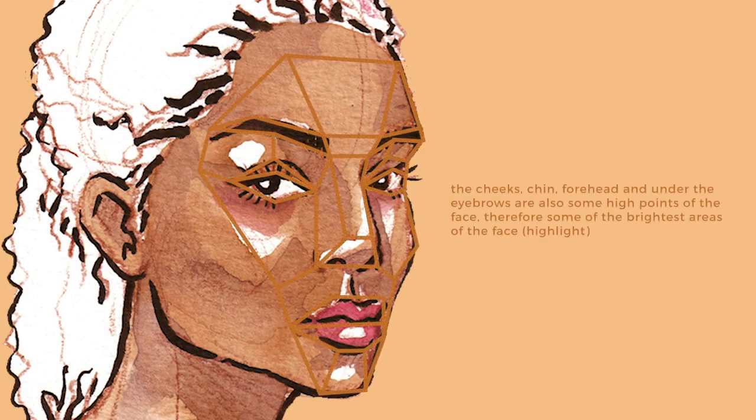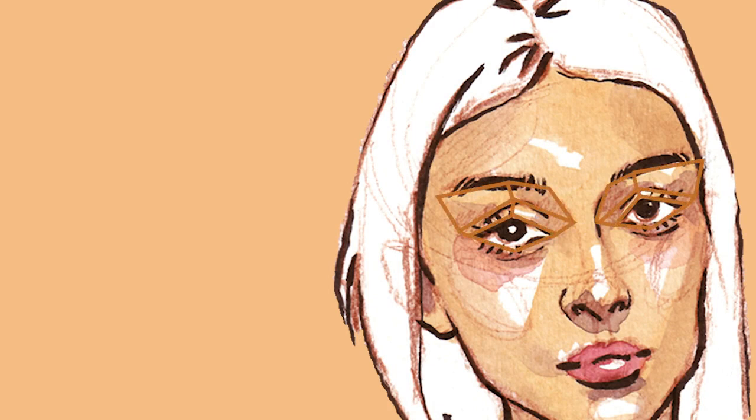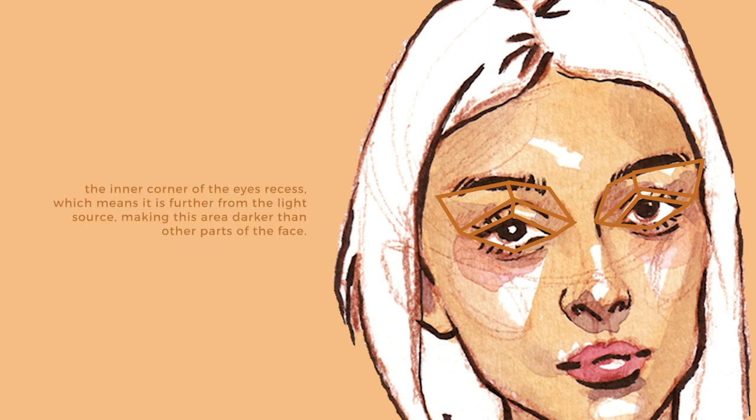Number 3, the cheeks, the forehead, the chin, and under the eyebrow are also some of the high points of the face. And number 4, the eyes are commonly sunken in compared to the other facial features. However, the degree of this can vary based on different eye shapes. Nonetheless, the fact that the inner corner of the eyes recess means that it is farther from the light source, therefore making it a commonly dark area.